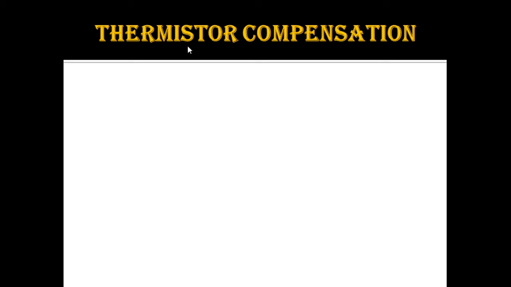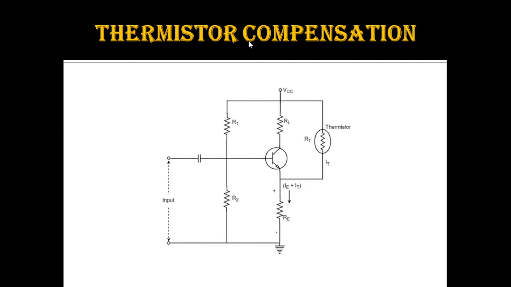So first we'll see what thermistor compensation is. Can you look at the circuit diagram here? The thermistor is added over this region. A thermistor is a temperature sensitive device. It has a negative temperature coefficient. The resistance of the thermistor increases when the temperature decreases, and it decreases when the temperature increases. That is what you call a negative temperature coefficient.